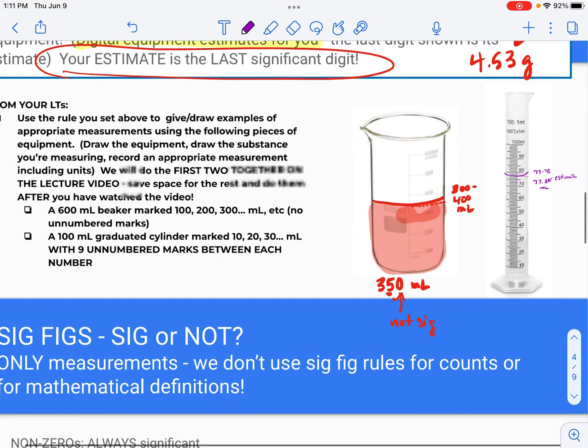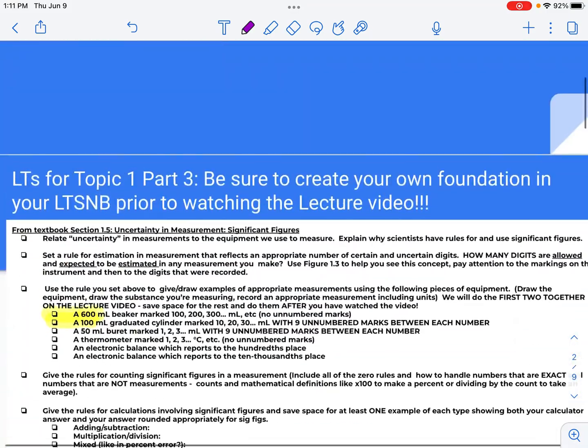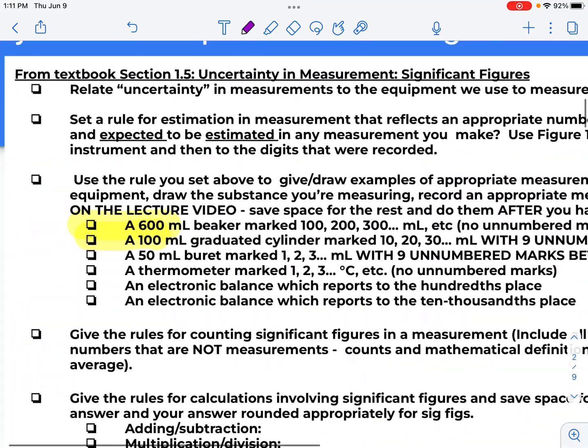All right, so now you can stop the video now if you'd like, or you can go back at the end. You should be drawing and estimating these 4 things so that you have them there. Notice that these 2 are electronic, so you're just going to draw what the screen would show.